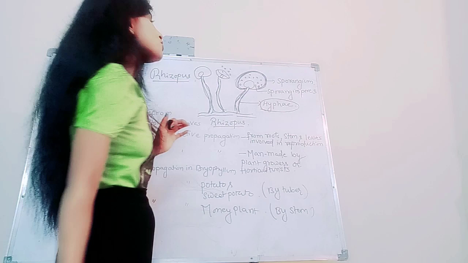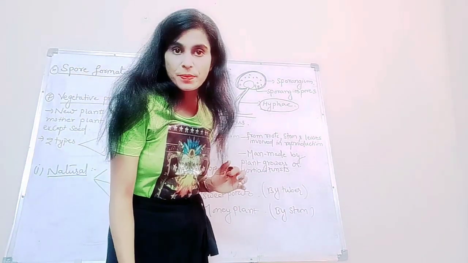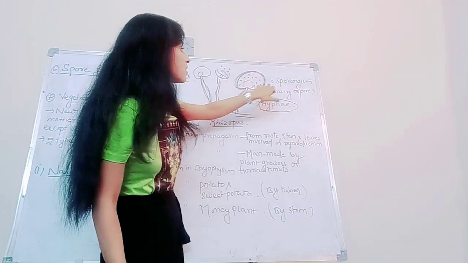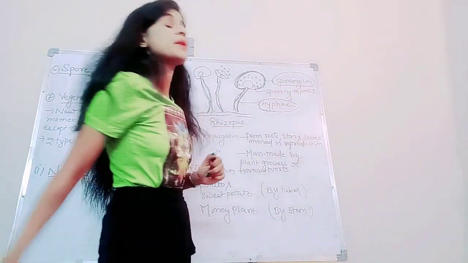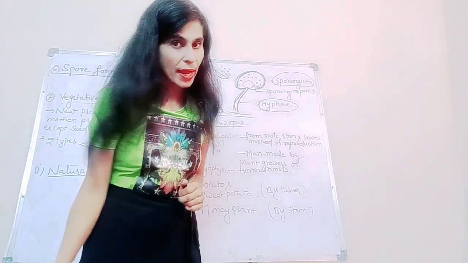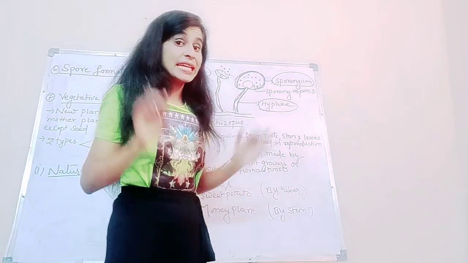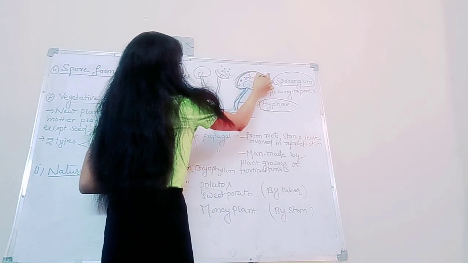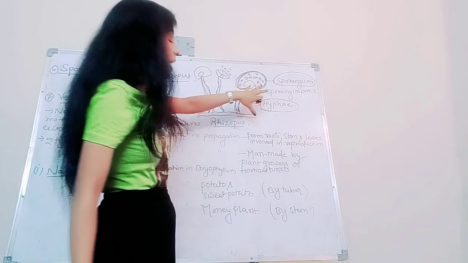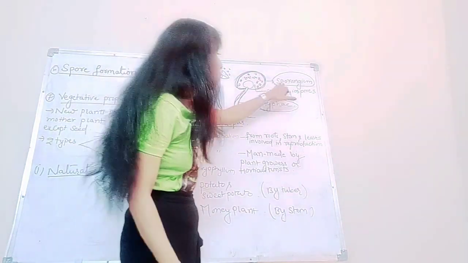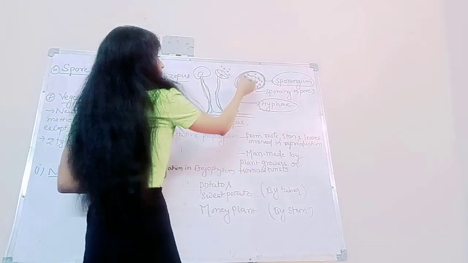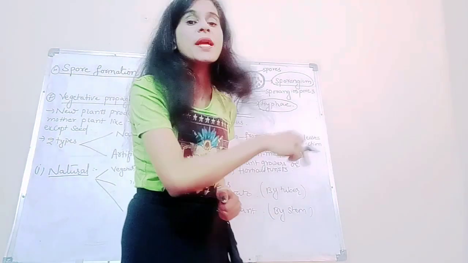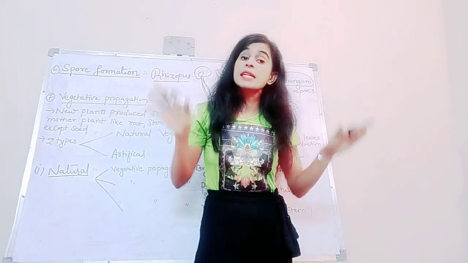This knob-like structure is called sporangium. Yes guys, the stalk is called hyphae, and at the top this knob-like structure is called sporangium. And inside the sporangium, a number of spores are present. When we open the sporangium, we see a number of spores inside it. They are called spores, and these spores are particularly responsible for reproduction.